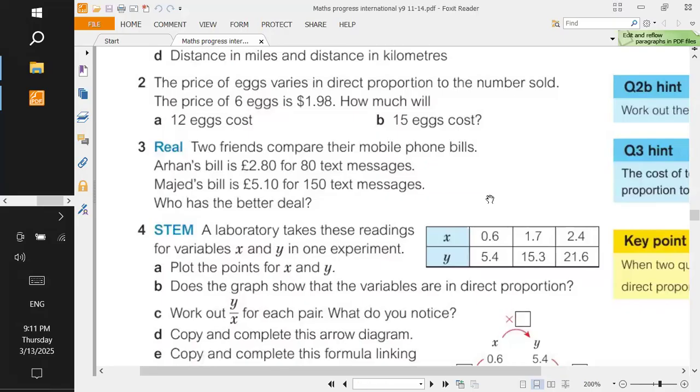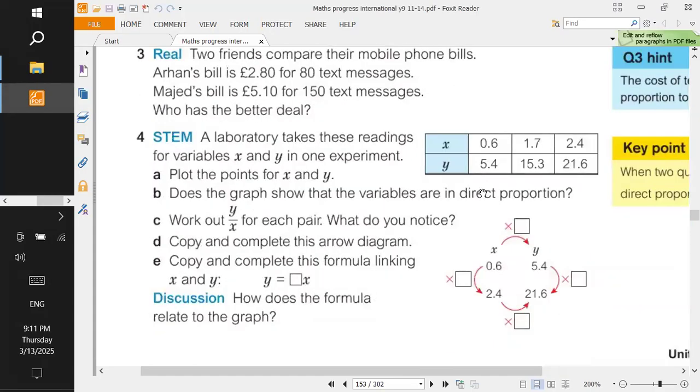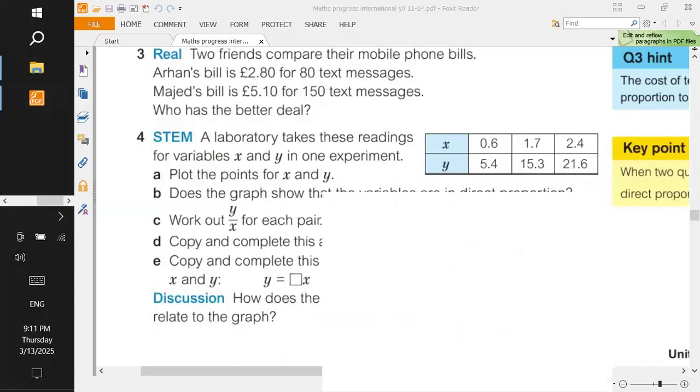Here in question 4, a laboratory takes these readings for variables of x and y in one experiment. Plot the points for x and y. So basically, you come to the grid and plot these points on the graph using a grid, okay? So I'll do it very fast here. Let's say we have a grid like this. This is the x-axis and this is the y-axis.